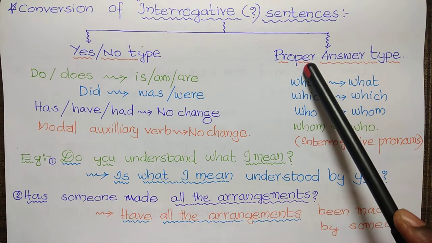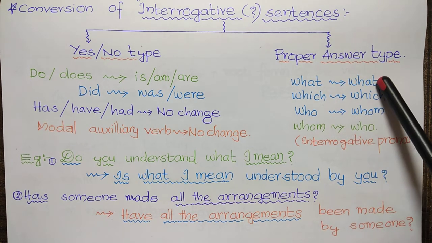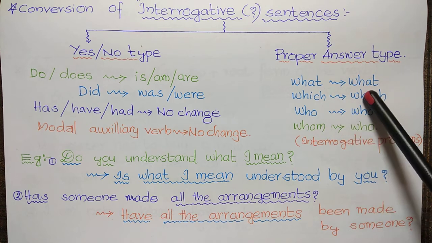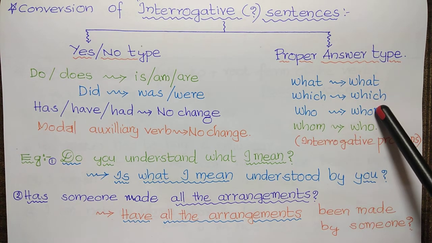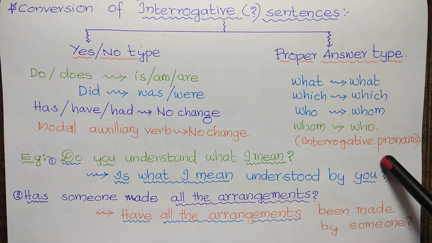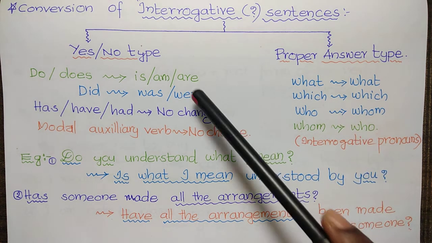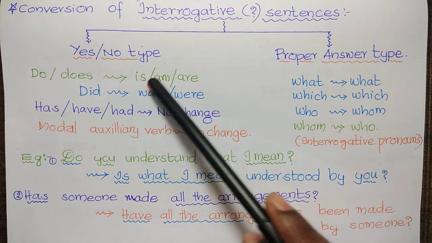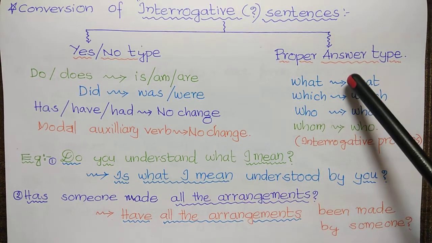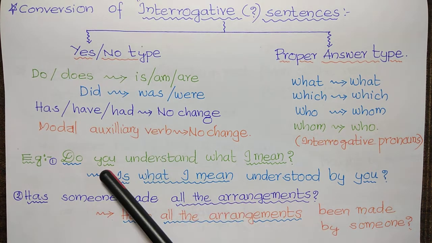In the same way, proper answer type questions, when they are changed to passive voice, what is changed to what only, which to which, but who is changed to whom, and whom is changed to who. These are all interrogative pronouns. We already discussed in the last class. Let us see some examples of the yes/no type, because proper answer type we discussed in the last class.